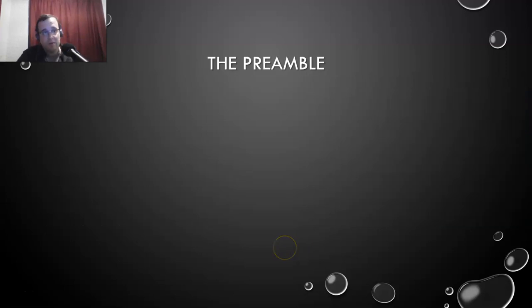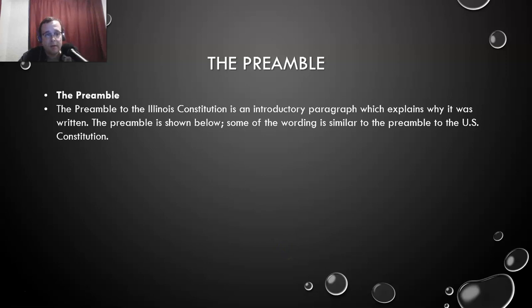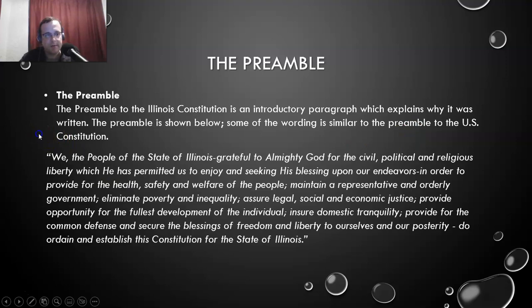So the preamble. It's an introductory paragraph, that's all it is, which explains why the document was written. I put the preamble below. I would even, if you're in the online anytime class, I would look up and maybe save a copy of the state constitution. If you're in my in-person class, you got a copy on Tuesday. So some of the wording is similar to the preamble of the United States Constitution.